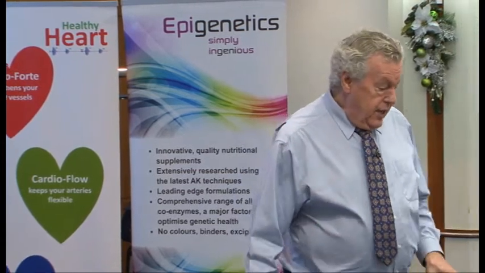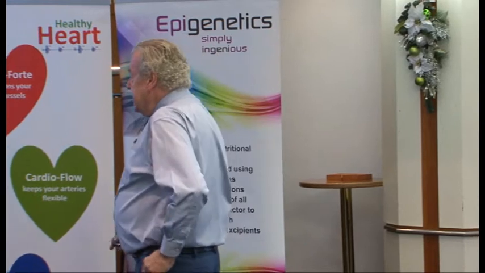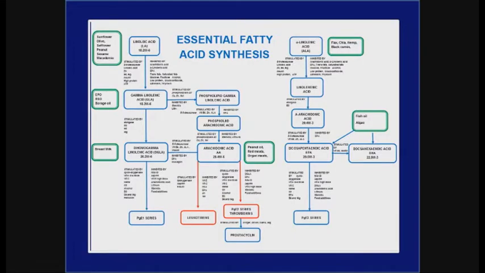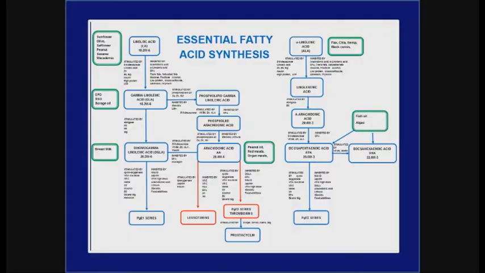Now, in your handouts here, you've got a sheet of the essential fatty acid synthesis. So we need to go through this. It looks very complicated, but in fact, once you get into it, it's relatively straightforward. So I'm going to just do a general overall picture of it first of all. So let's just go through the chart itself. So we have 2 essential fatty acids, which means that we have to get these from our diet. The body's unable to make these.